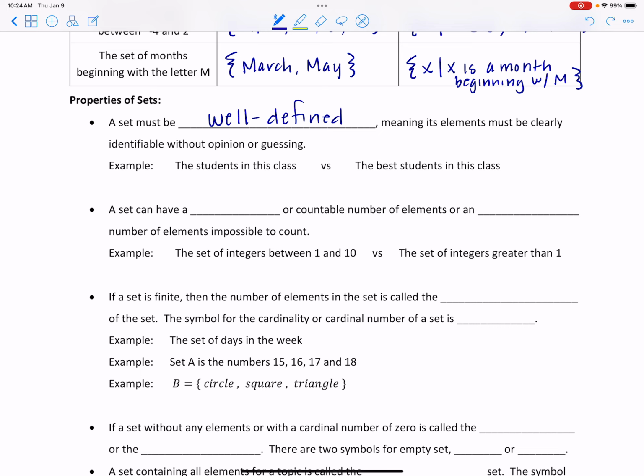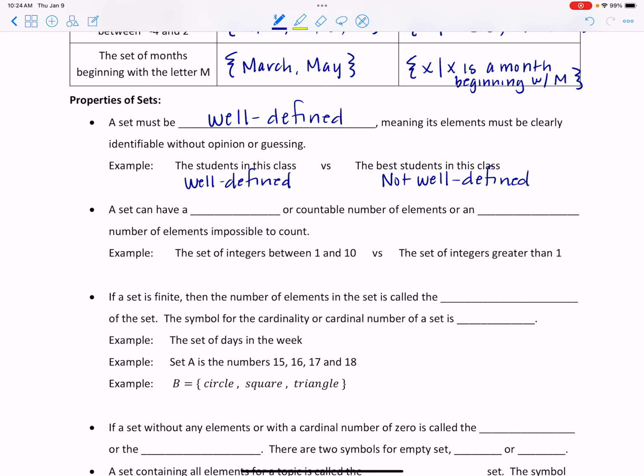What I think is best is different from what you think is best. So this first one is an example of a set that is well defined, which is what we want. And this one is not well defined. We do not want that. We don't want any guesswork or opinion in the sets that we are defining.